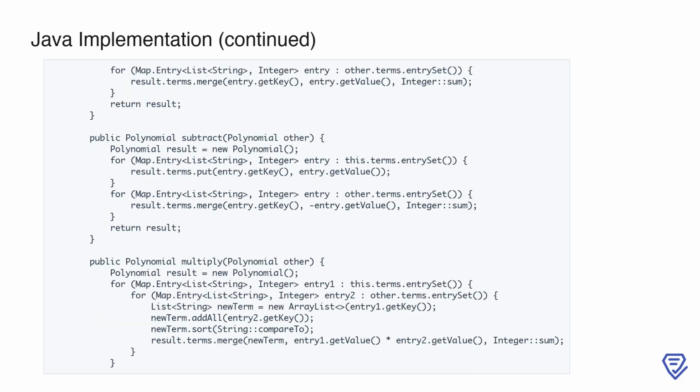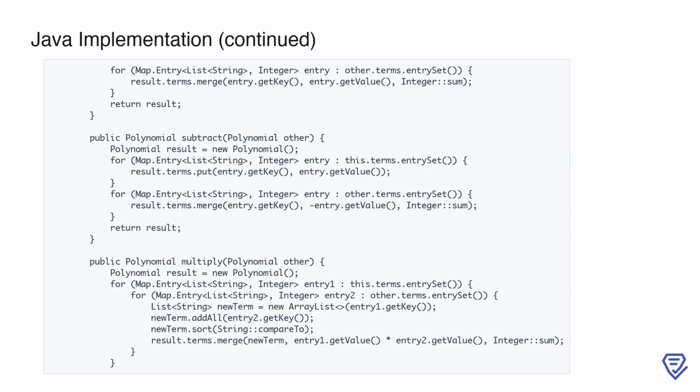The add method combines the terms of two polynomials into a single result. If a key exists in both polynomials, their coefficients are summed. The subtract method works similarly to the add method, but it subtracts the coefficients of terms in the second polynomial from the corresponding terms in the first. For terms unique to one of the polynomials, the coefficient remains unchanged in the result.